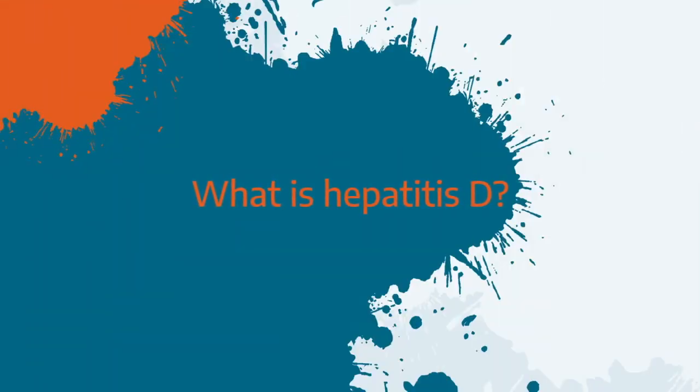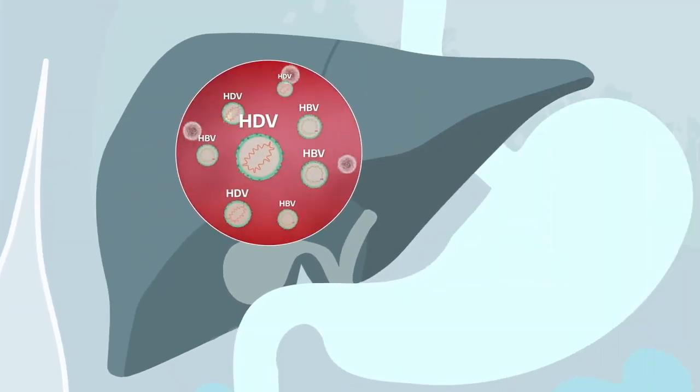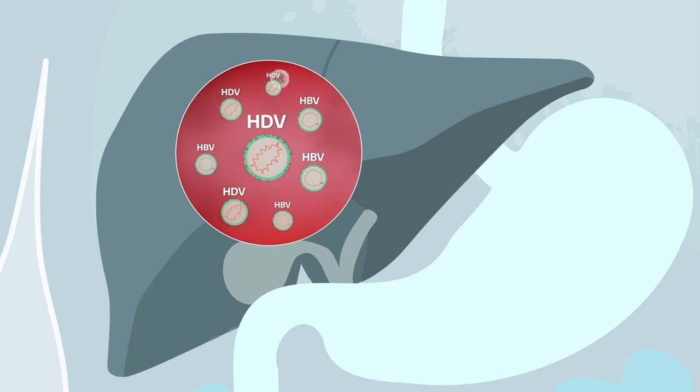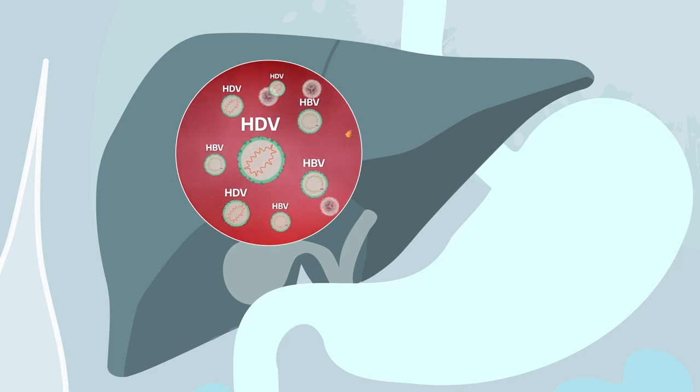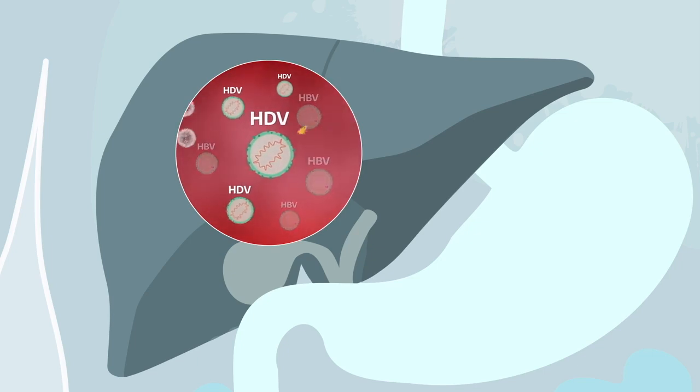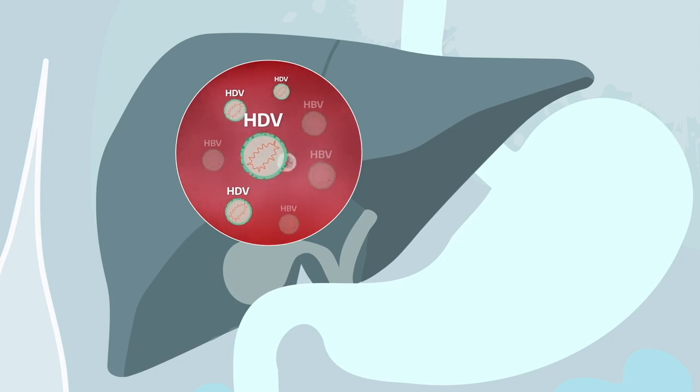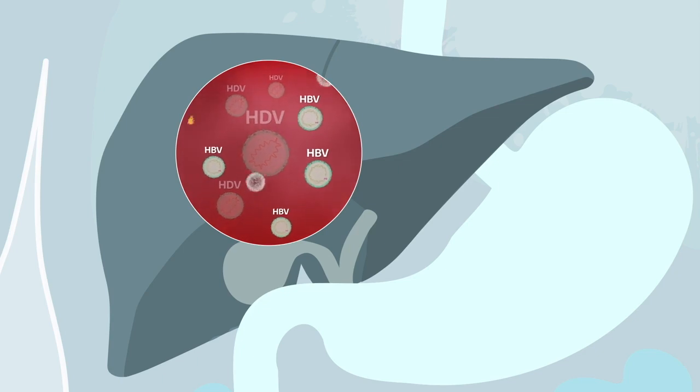What is hepatitis D? Hepatitis D causes inflammation of the liver due to an infection with a specific virus, the hepatitis D virus. The special thing about the hepatitis D virus is that it relies on another virus, the hepatitis B virus, to reproduce.